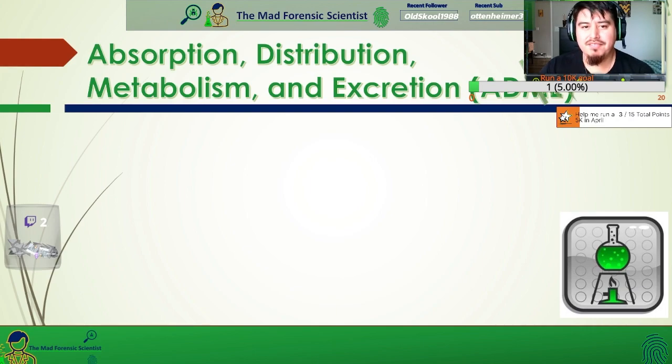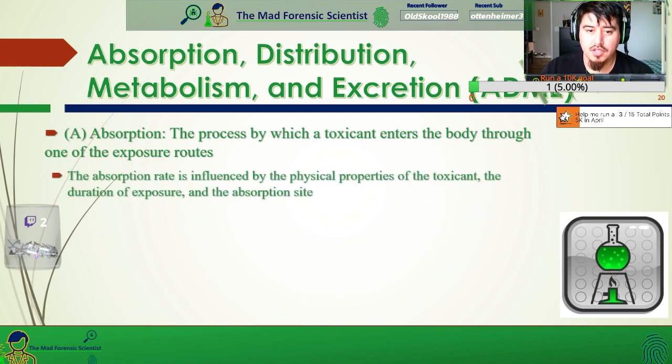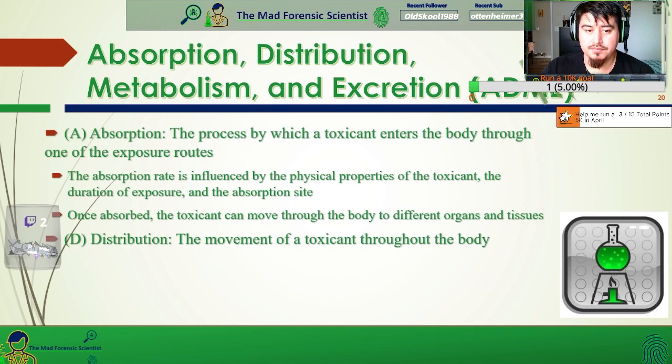And then ADME: absorption, distribution, metabolism, and excretion. This is an important aspect of toxicology. Absorption is the process by which a toxin enters the body through one of the routes of exposure. The absorption rate is influenced by the physical properties of the toxicant, the duration of exposure, and the absorption site. Once absorbed, the toxicant can move through the body to different organs and tissues.